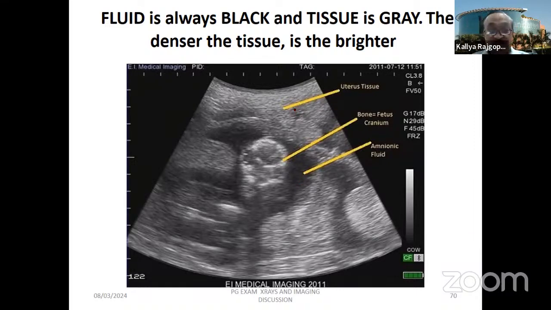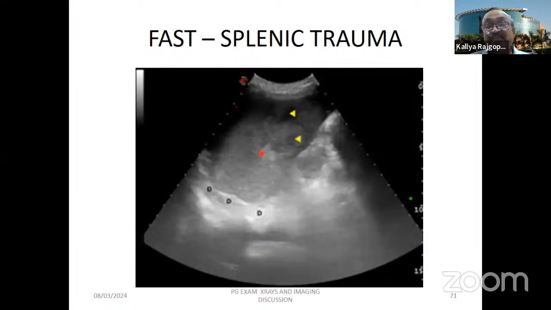So that is how we proceed, right? Now these are fundamentals. Fluid is black and tissue is gray, and the denser the tissue, the brighter it is. Now this is the FAST. I have put in one important slide, focused abdominal sonography in trauma. This is something everyone should know, including the postgraduates, whether it's a trauma surgeon or emergency physician. So this D represents the diaphragm here.